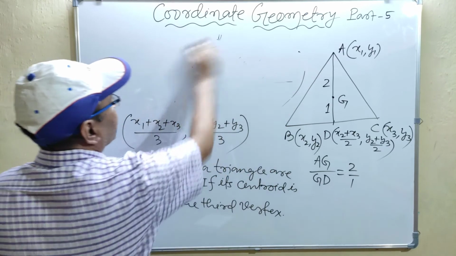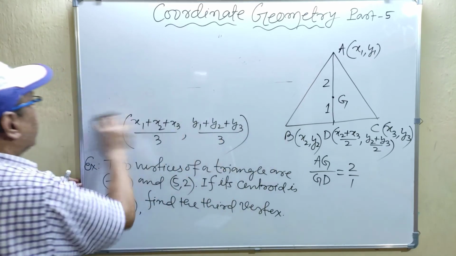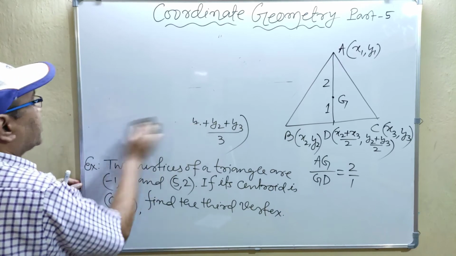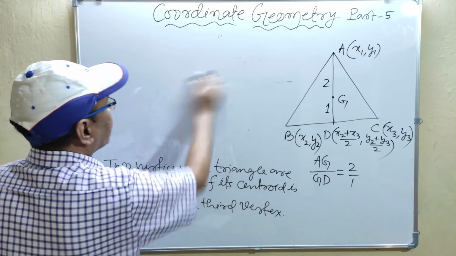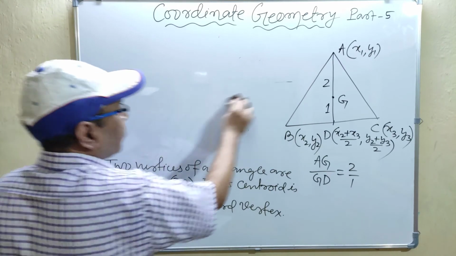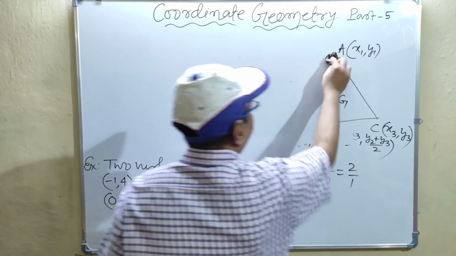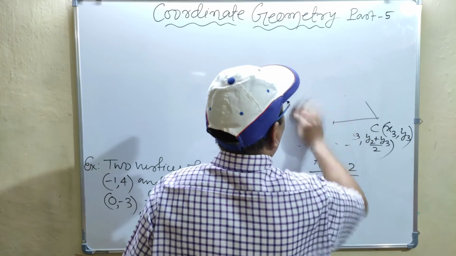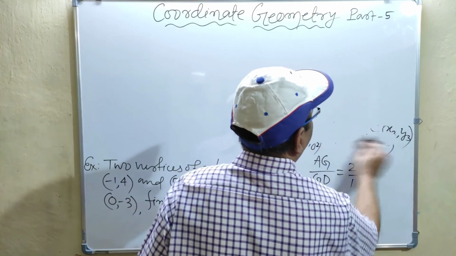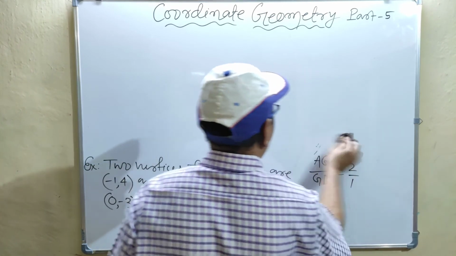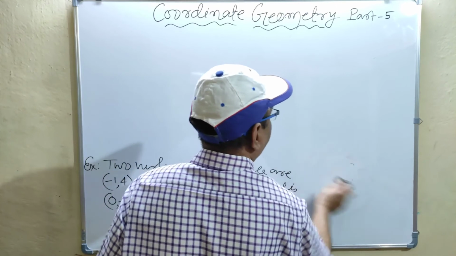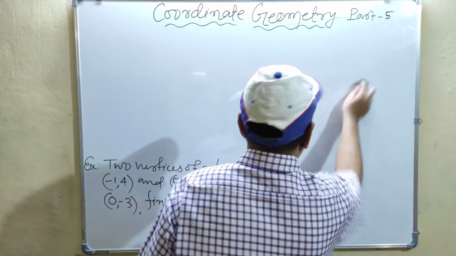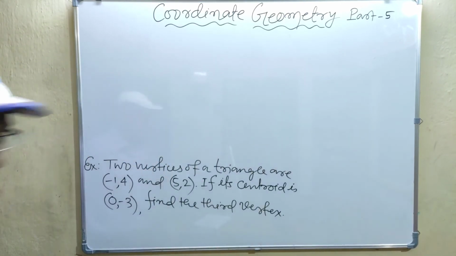So we have got the formula that if x1, y1, x2, y2, x3, y3 are the vertices of a triangle, then the coordinate of its centroid is x1 plus x2 plus x3 by 3 is the x coordinate of the centroid, and the y coordinate of the centroid is y1 plus y2 plus y3 by 3.